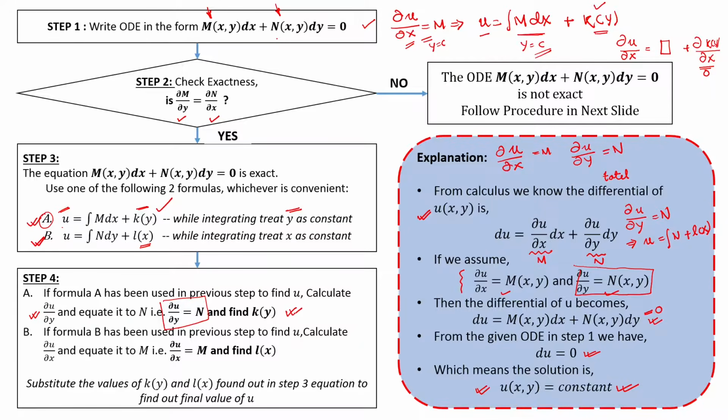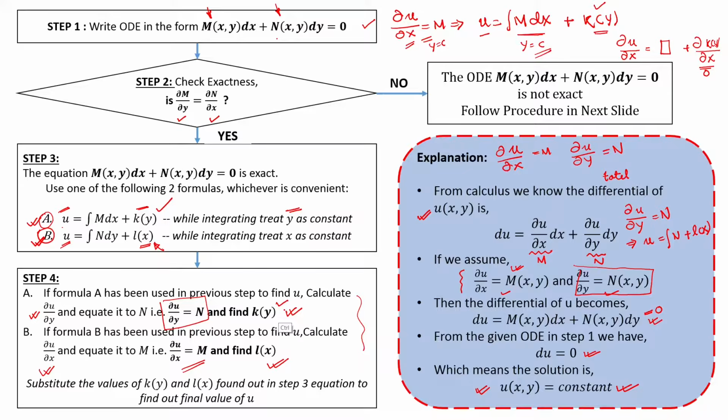And if you have used the second formula, then we still do not know the value of L(x). So we will partially differentiate this u with respect to x, that is we will find ∂u/∂x from this formula and equate that to this M, and from this we can find the value of L(x). This procedure we can understand better while solving the problems.